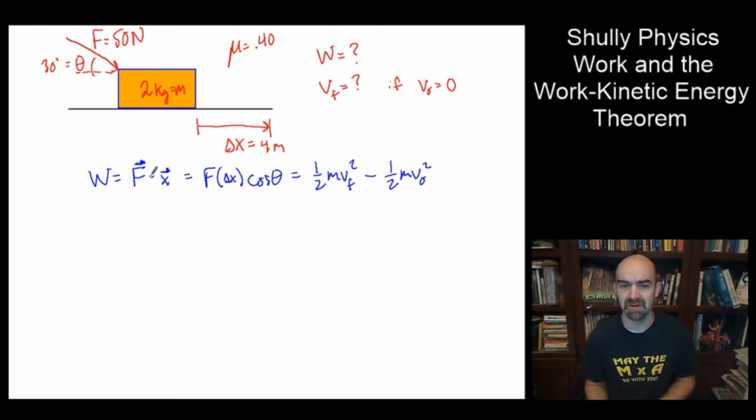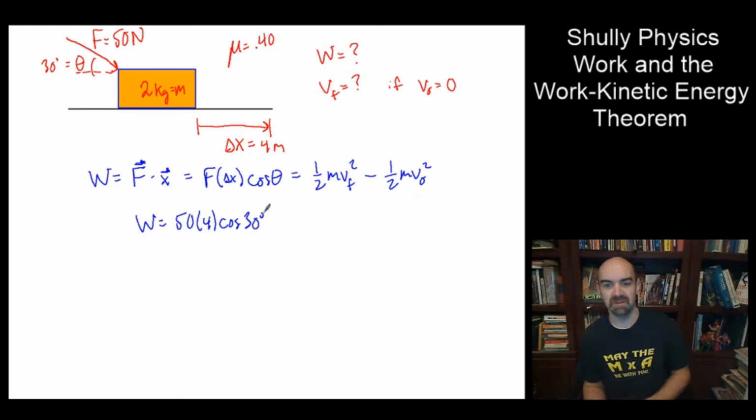Sometimes you'll have an IJK notation version of force and displacement. You can use that in that case. Okay, you can use the dot product. So what's the work done? We're going to plug in the force, 50 newtons, times the displacement of 4, times the cosine of the angle. And that angle is 30 degrees.